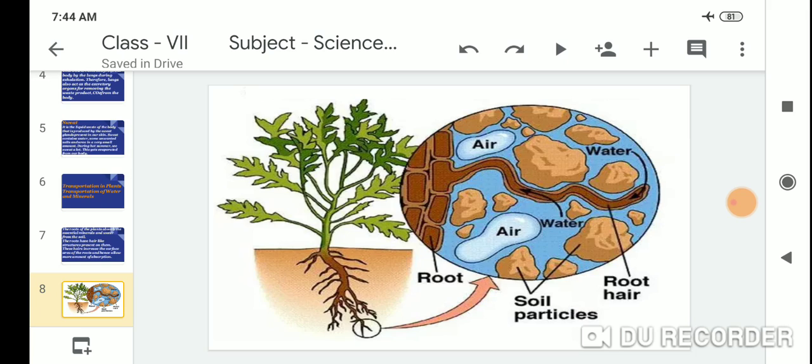So look at this picture. The root, the plants, root, air, water and soil particles and root hair. So it supplies the plants.